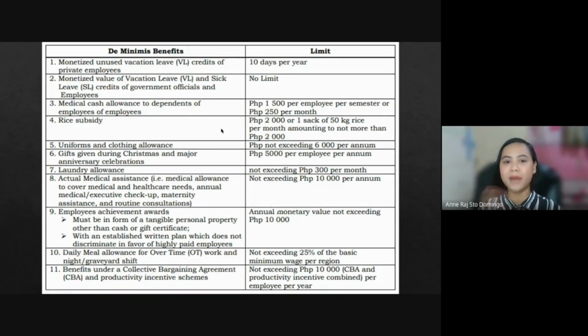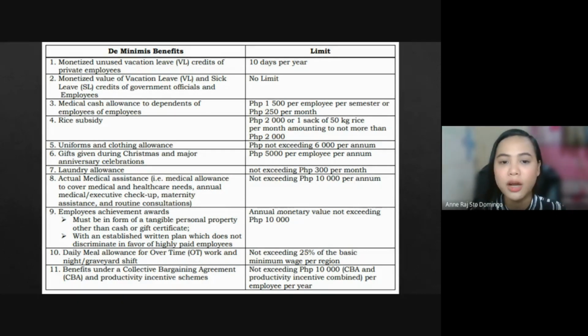So, yung number one kasi sa private companies yan, private employees. So, sa government officials and government employees, yung mga hindi nagamit na vacation leave and sick leave, kapag binigay ito as money, ibig sabihin na monetize, walang limit. Basta pag hindi nagamit, hindi siya pinapatawan ng tax. So, no limit. Non-taxable ang VL and SL ng government employees. Ayan. So, walang limit.